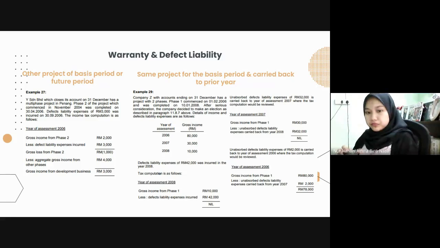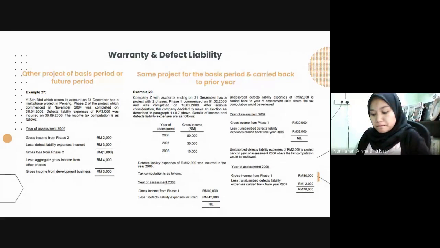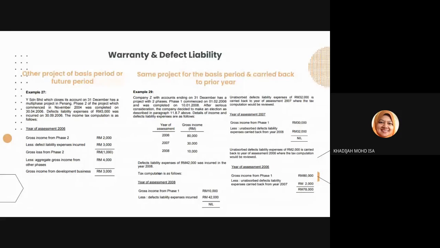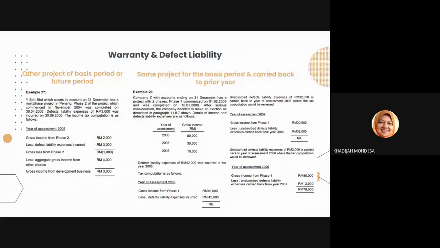Is it? Yes. Before that tak ada. Before 2008 you don't have any defect liability expense. So in 2008, because income is only 10,000, you absorb your liability expense 10,000 only, right? So the balance 30,000 you suddenly carry forward kan, but in this case you carry back, you bring back to 2007. 2007 you have 30,000 income from phase 1.